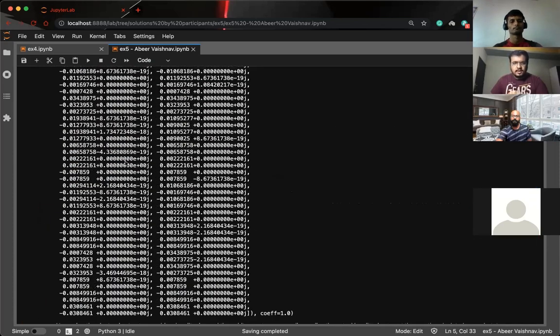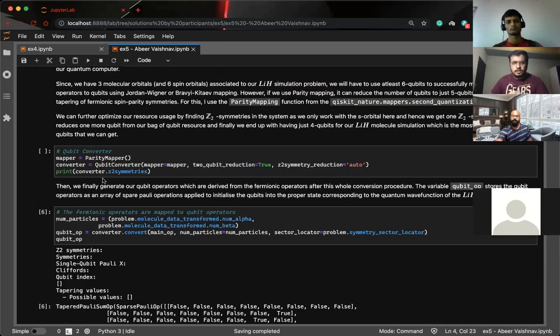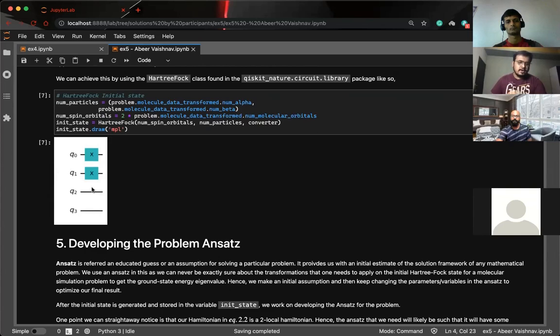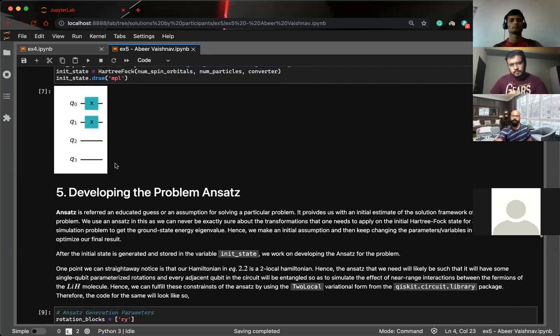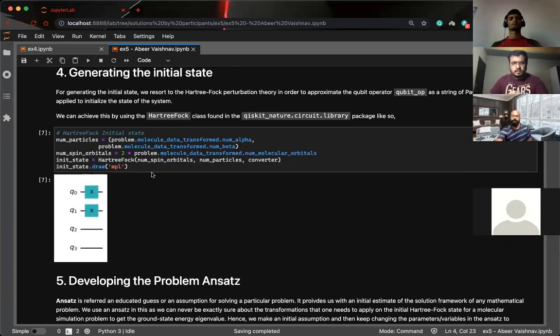As you can see, there were 6 spin orbitals, so we would have had to use 6 qubits, but due to parity mapping and Z2 symmetry reduction, we only end up using 4 qubits. So we reduced 2 qubits, and that is very good, because nowadays quantum computers are not so good. They have noise, and they have many errors. So until we develop fault tolerant quantum computers, it is always good to reduce the number of qubits that you're using somehow. Okay, and this is the initial state that we develop, and this is known as the Hartree-Fock initial state.